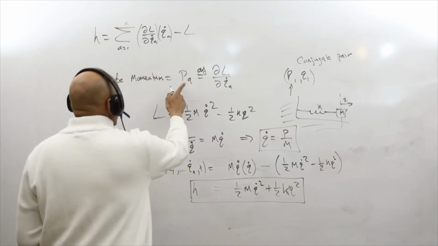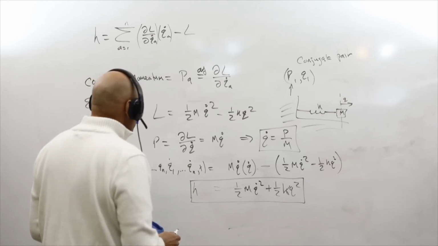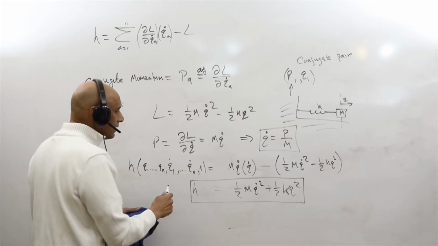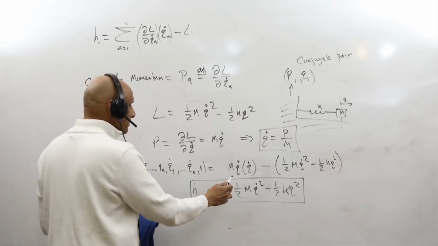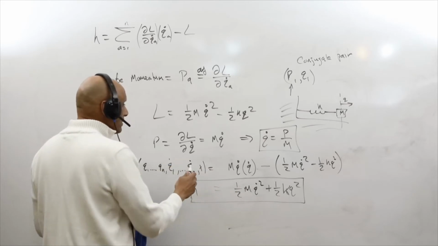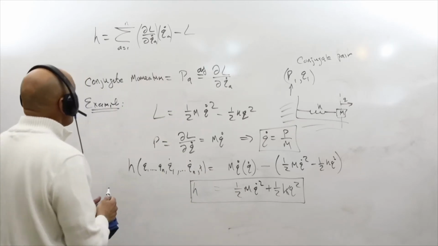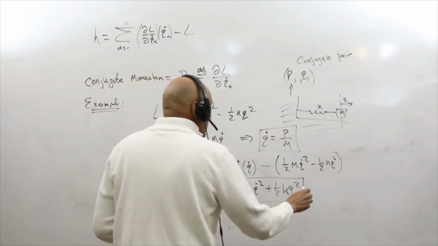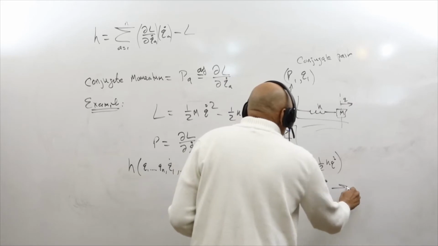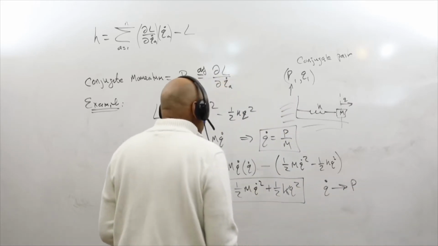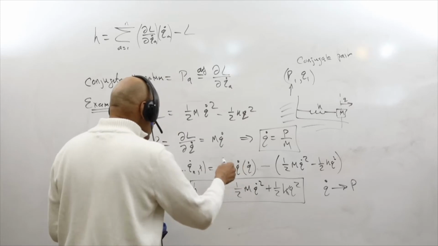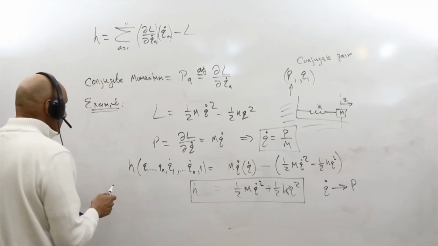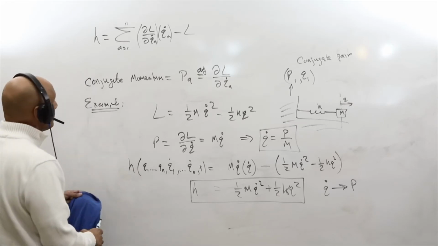Now what we said about substitution, let's do that substitution. So when you have an h function consisting of q's, q dots, and t, when we make a substitution of q dots and solve it in terms of p's and q's, that leads us to a new function called the Hamiltonian. That's our idea. So if we make a substitution of q dots into p's, we have a new h function with p's and q's, and that function is called the Hamiltonian.